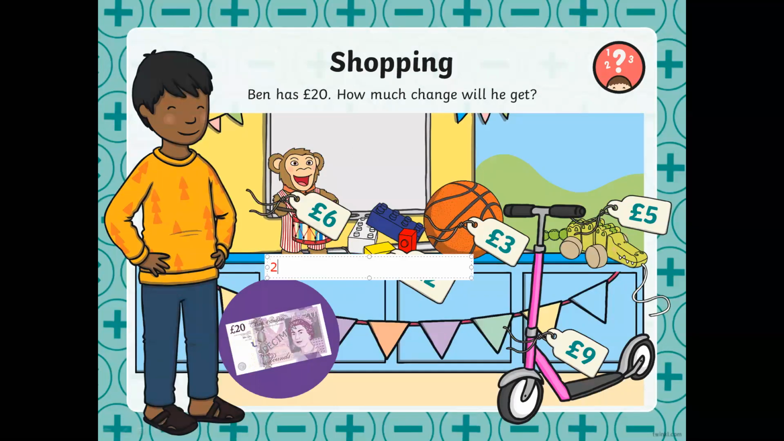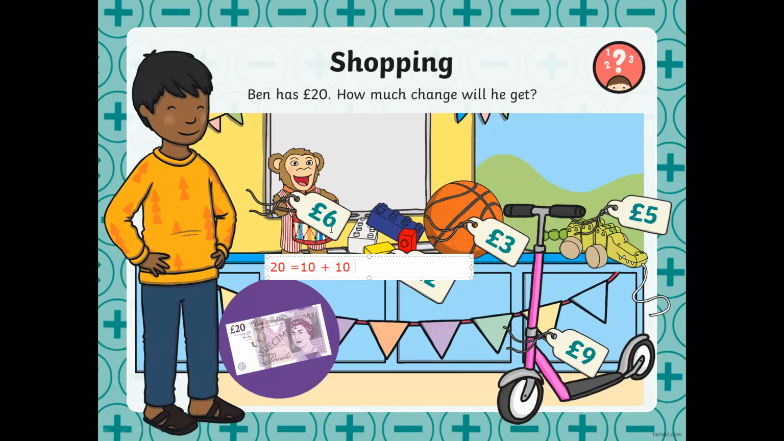This 20 could be expressed as 10 and 10, right? The 20 could be written as 10 and 10, $10 and $10. So it's 2 papers of 10. So when all the prices are less than 10, just make the 10 number pairs and then add 10 to the answer. You will have the change.